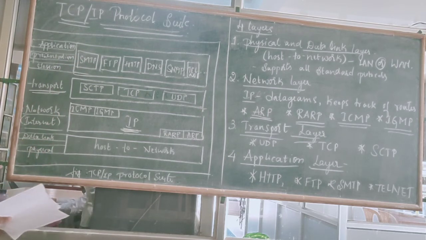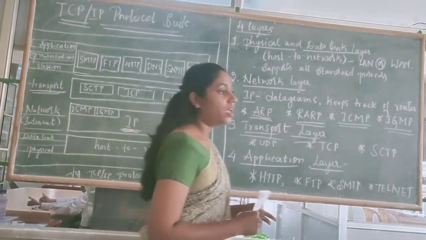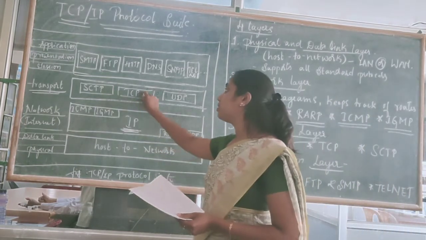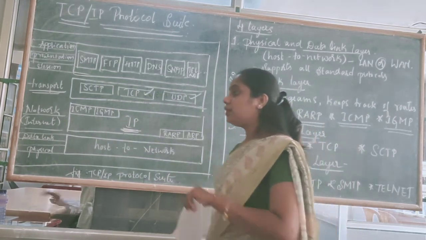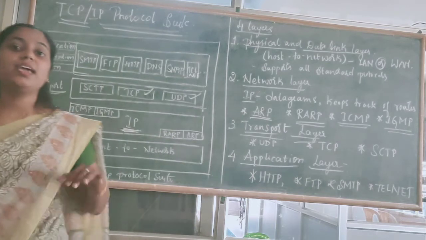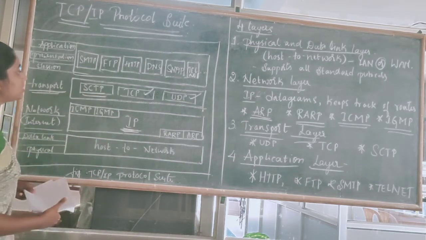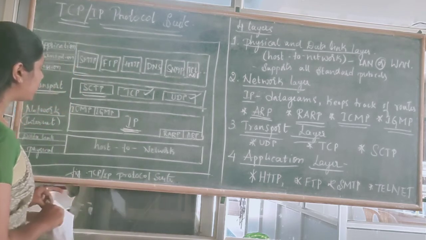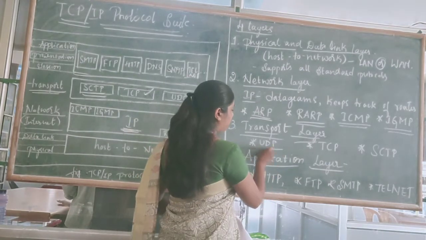The transport layer supports mainly two protocols. Mainly there are two protocols. The first one is TCP and the second one is UDP. There is one more protocol, also supported by the transport layer, that is SCTP. For some newer applications this SCTP is used. First we will learn about UDP.